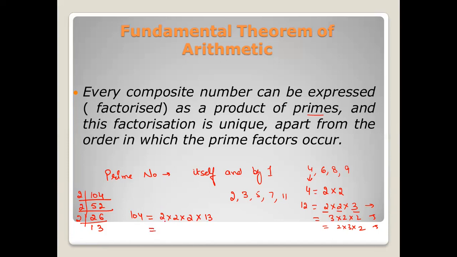और वी कैन राइट नाउ, सो यू कैन सी 2 कितनी टाइम्स आ रहा है, 3 टाइम्स आ रहा है, सो वी कैन राइट 2 raised to power 3 into 13. Same 12 can be written as 2 raised to power 2 into 3. So this one is the representation of any composite number in terms of prime factors.